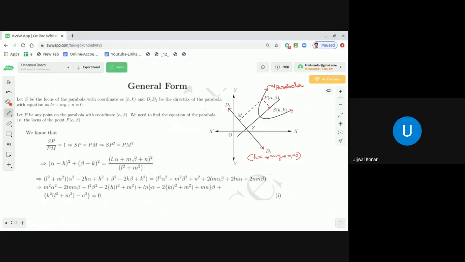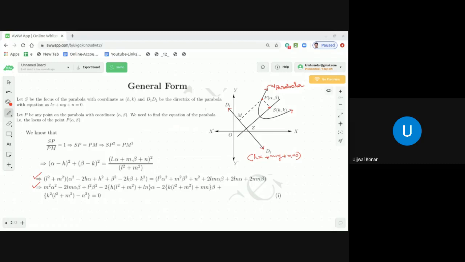That is, if you see after rearranging everything, you will get something like this, and after further simplification you will get like this. You can do it at your end and you will get it like this. Now what is our target? Our target is to find the locus of the point P. That means we need to replace alpha by x and beta by y. That is the way we know how to find the locus of a point.